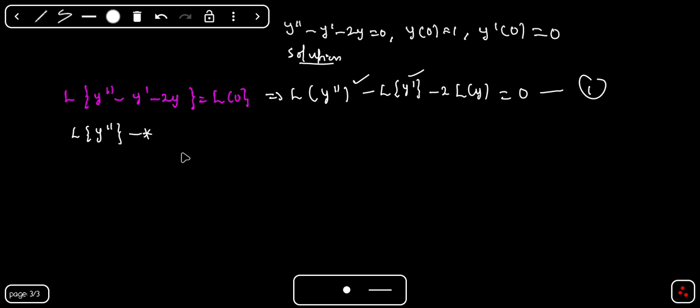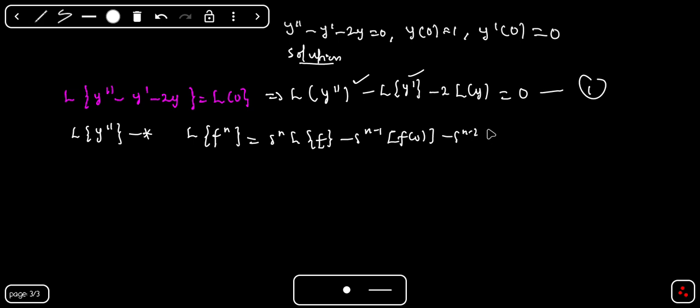Now take note of something. I'm going to remind us of the Laplace transform of the nth derivative. The Laplace transform of the nth derivative is equal to s^n multiplied by the Laplace transform of f, minus s^(n-1) multiplied by f(0), then minus s^(n-2) multiplied by f'(0), then minus and so on, up to f^(n-1)(0).